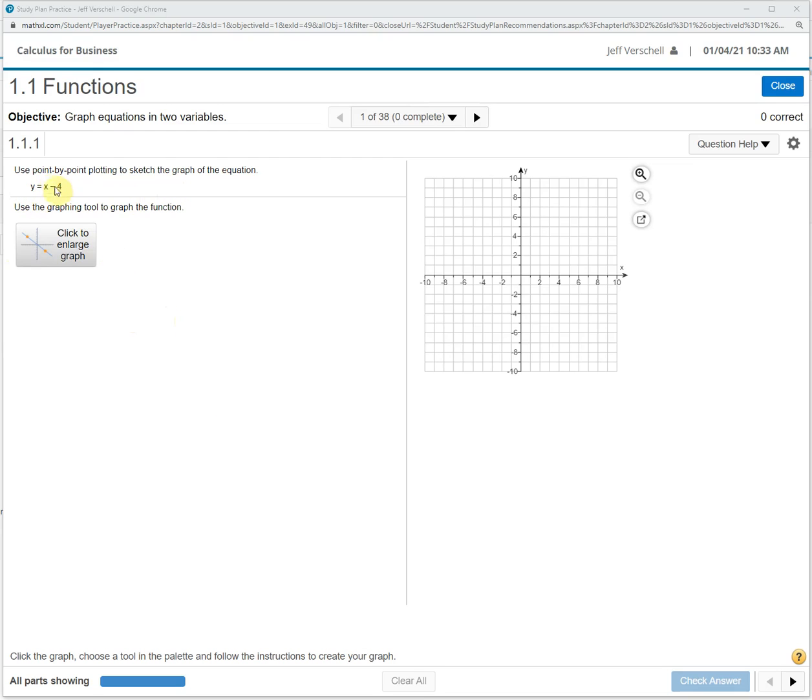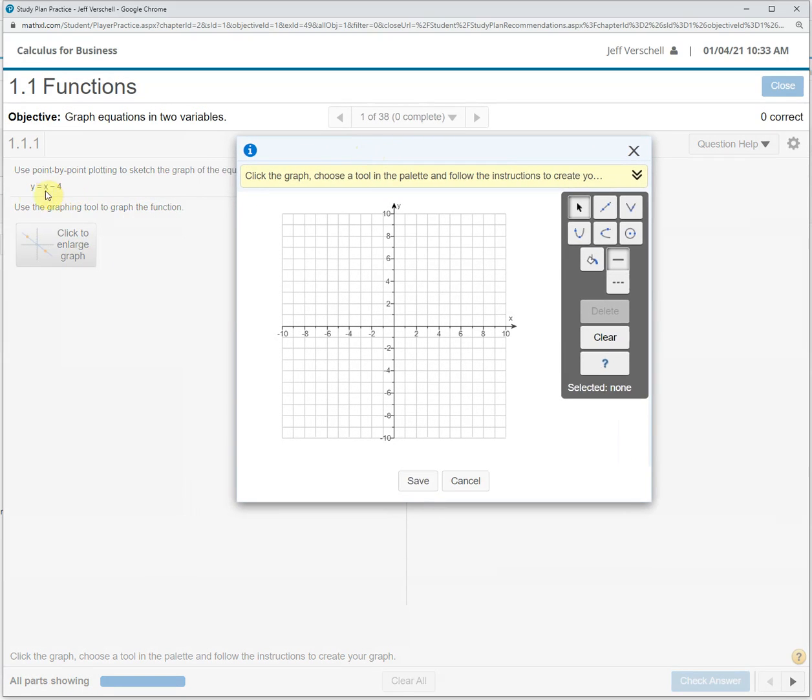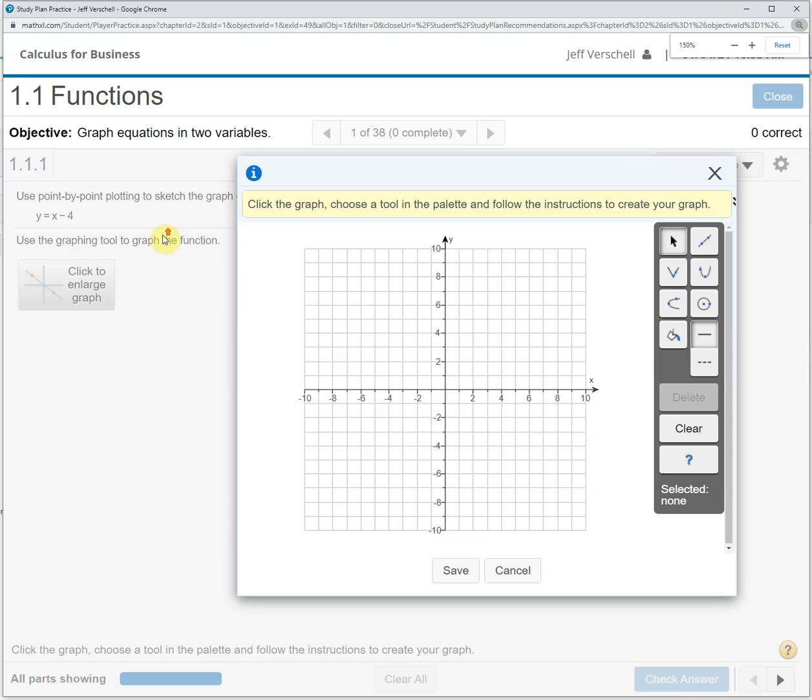So on our first problem here, use point-by-point plotting. So I'm going to click on my graph here. Now this is a straight line. If you remember our rules, since y has a power of 1 and x has a power of 1, it's a straight line. And this is our slope-intercept form of y equals mx plus b. So this is my y-intercept then. That minus 4 is my y-intercept. Let me see if I can make that a little bigger.